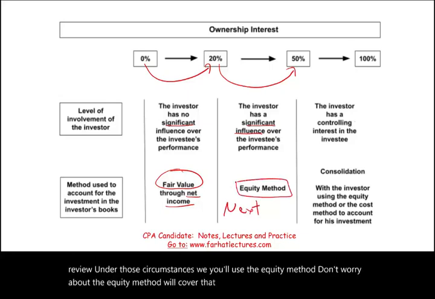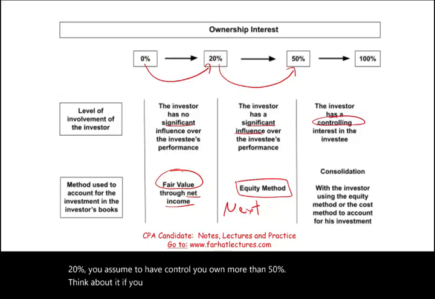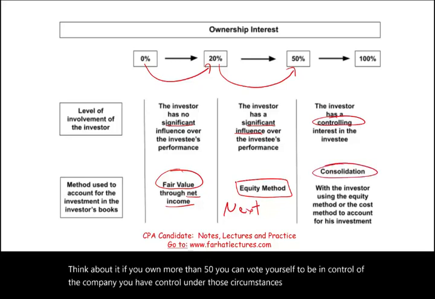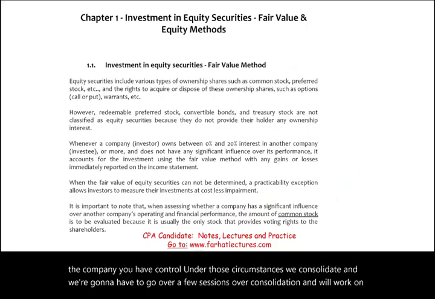If you own more than 50%, you assume to have control. Think about it. If you own more than 50%, you can vote yourself to be in control of the company. You have control. Under those circumstances, we consolidate, and we're going to have to go over a few sessions on consolidation. So let's go ahead and dive into the notes.